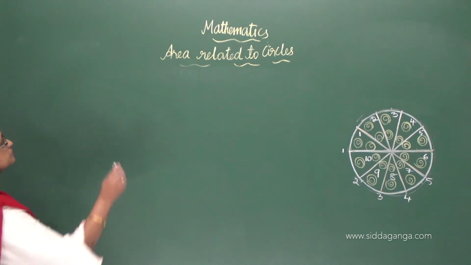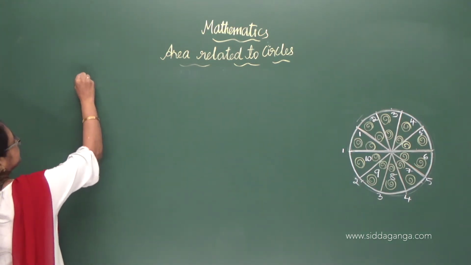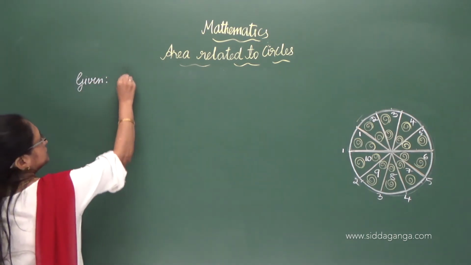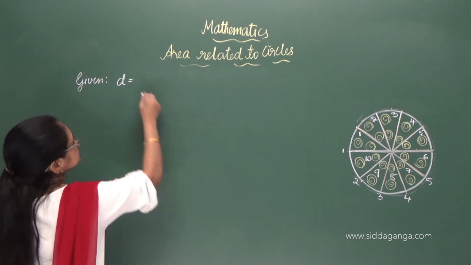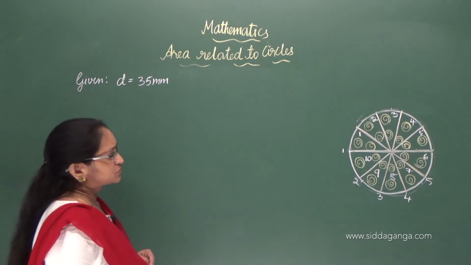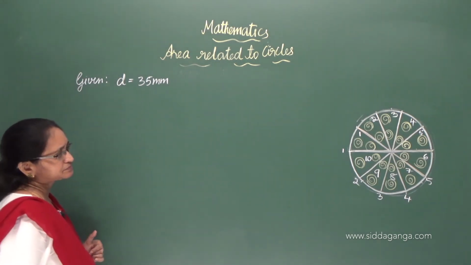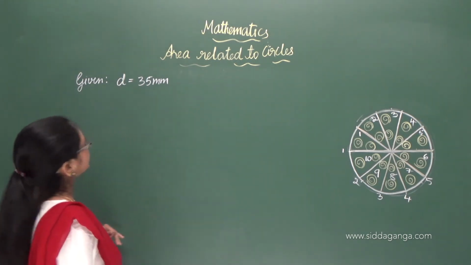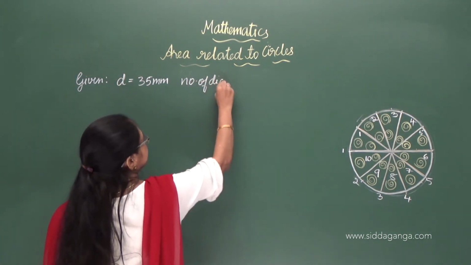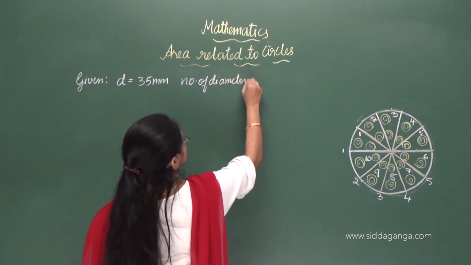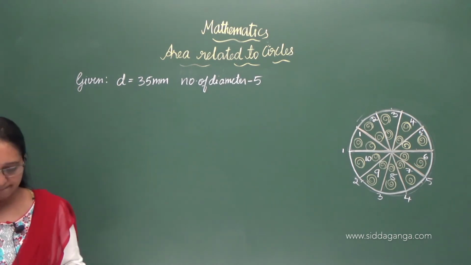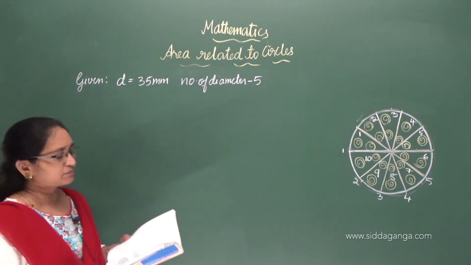So for this, let us write what is given. What is given? Given, diameter of a circle is 35 millimeter. Okay. So then what else we need? 5 diameters are there. Number of diameters is how much? 5. Okay. Number of diameters is 5.